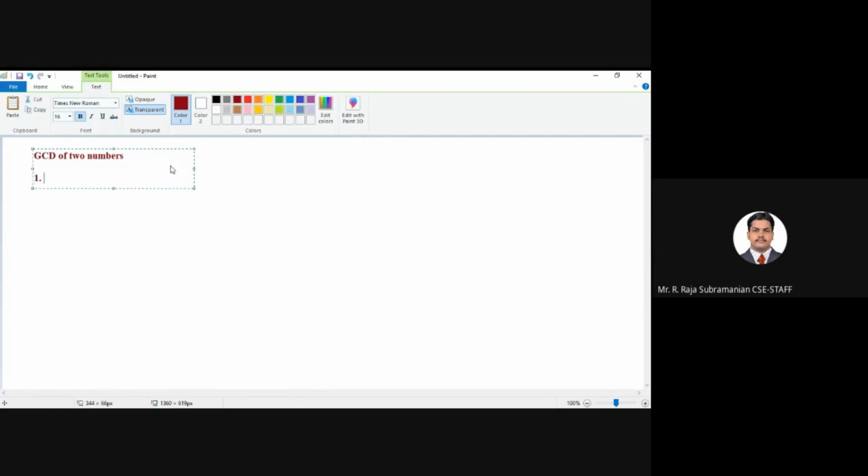The first algorithm I'm going to use is Euclid's algorithm for finding the GCD of two numbers. It goes by a formula. First we'll see how to solve the problem, then I'll enumerate the algorithm statement. First I'll say the formula. It is a recursive formula. Let us say finding the GCD of M and N. That's what I'm going to find.